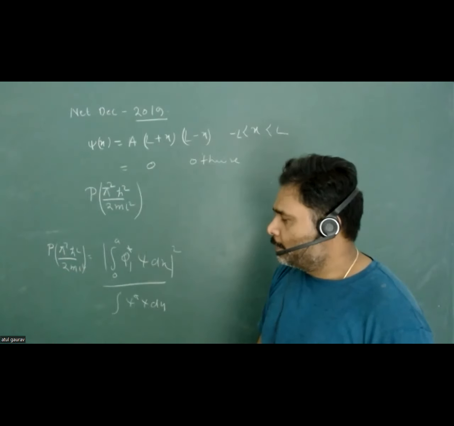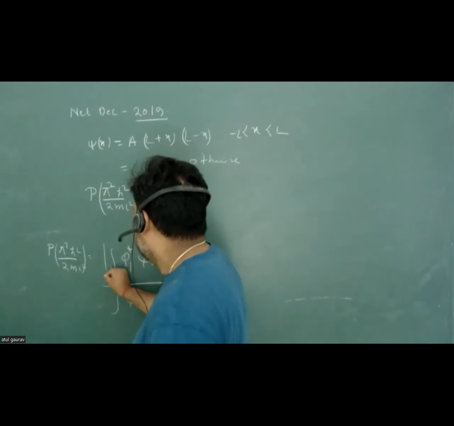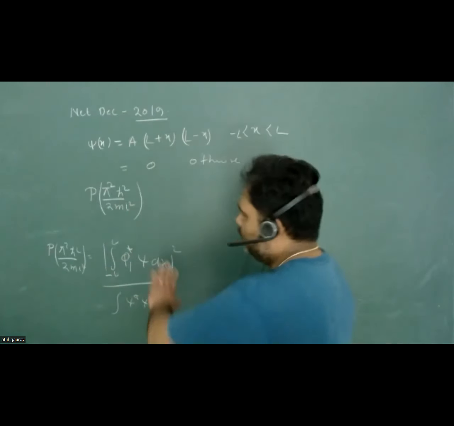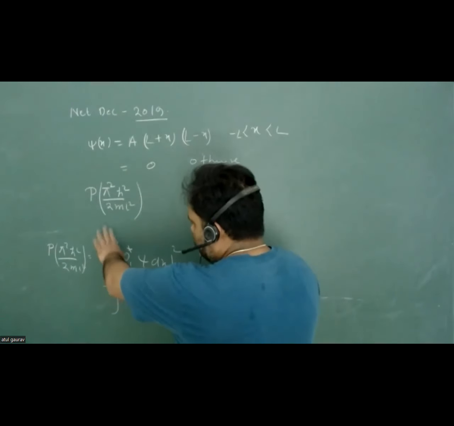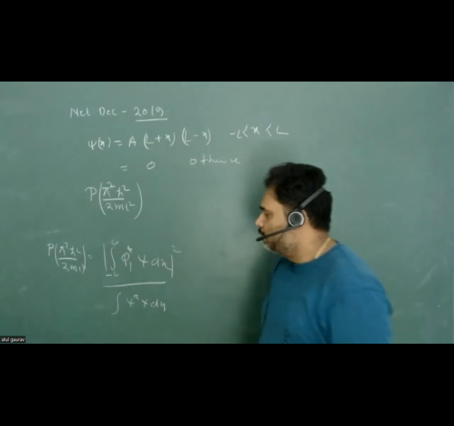Okay, sorry, this is given from minus L to plus L, so the limits are minus L to plus L. Sorry, I made this mistake. So they just calculate this integration. But what was wrong in this value?